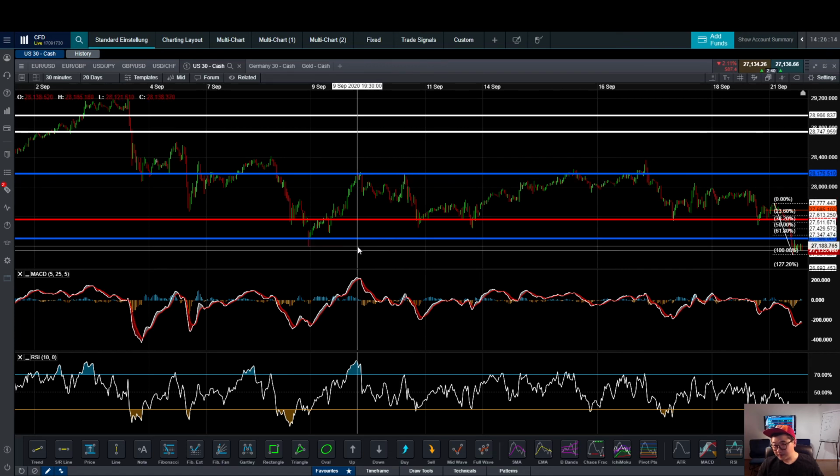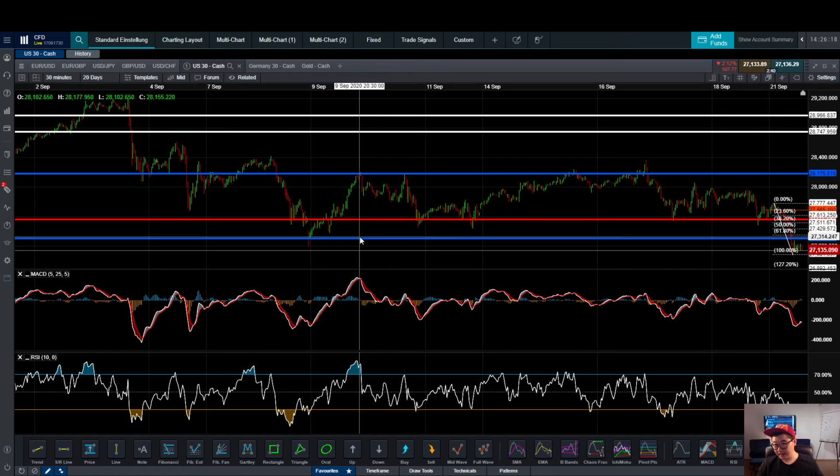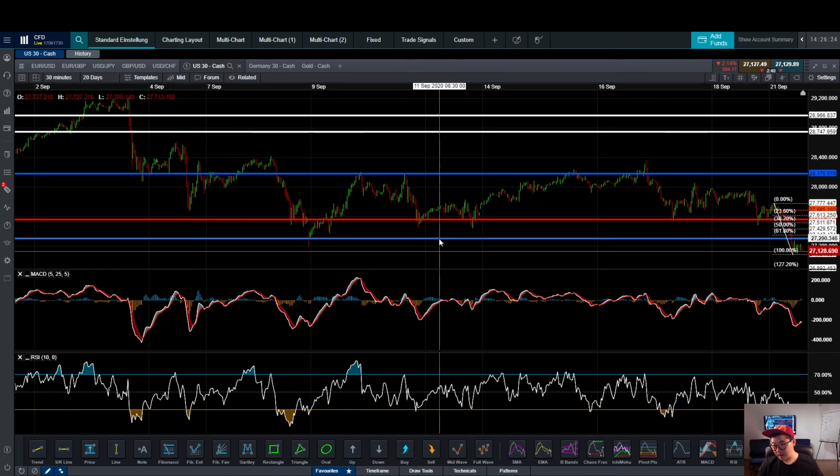And especially by these areas, look at the difference. I mean, it's not making a higher high, but look at the divergence right about here. Overbought, down.